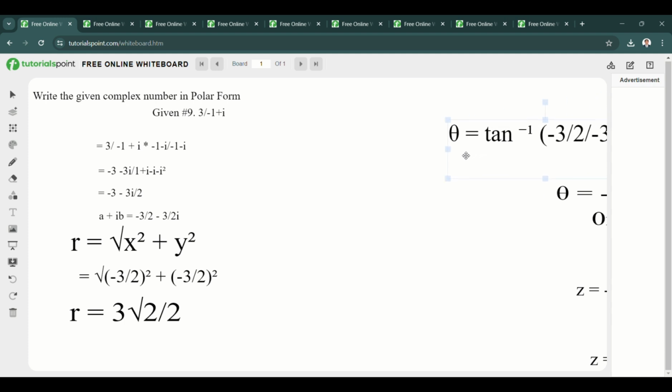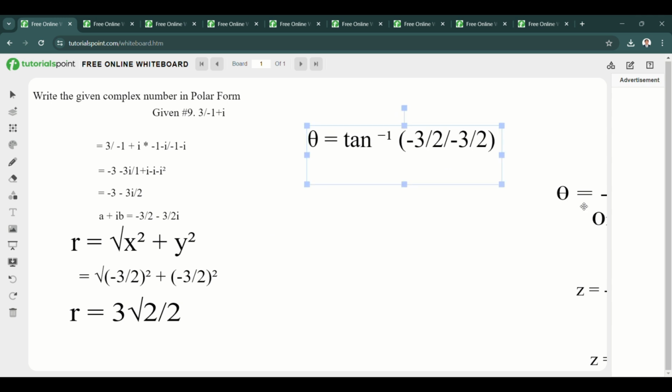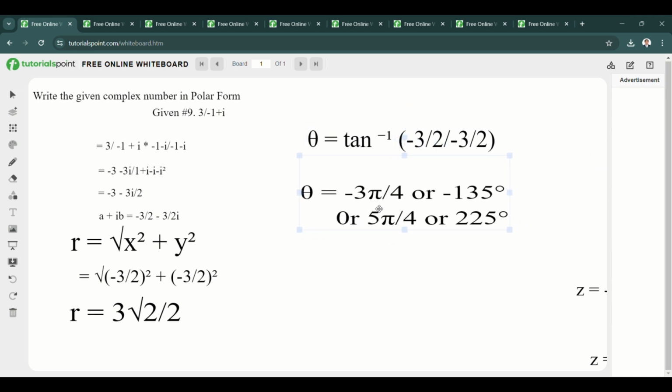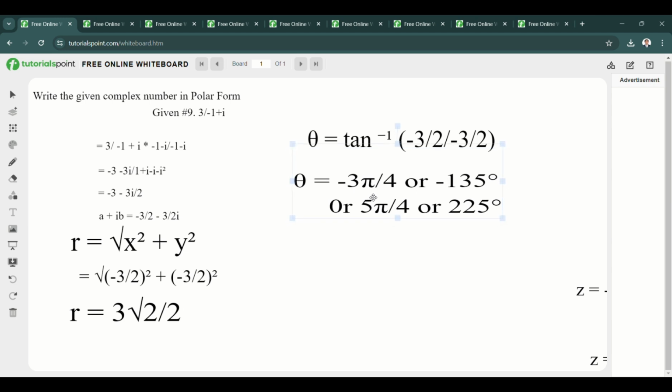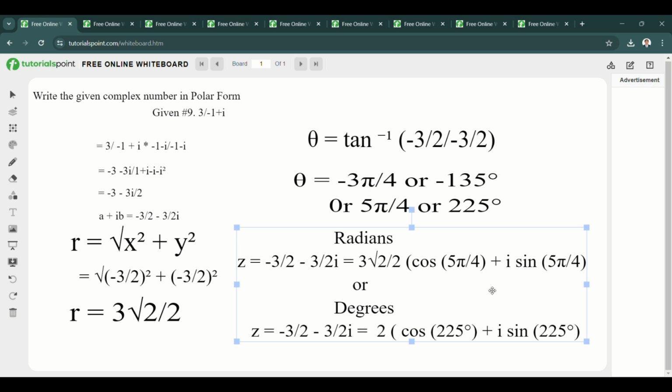Then after that, we need to find theta, which is y over x. So this is the y, this is the x. Substitute it in the tangent. So the value we get for theta is negative 3π over 4 or negative 135 degrees, or 5π over 4 or 225 degrees. So in the polar form, it is this form.